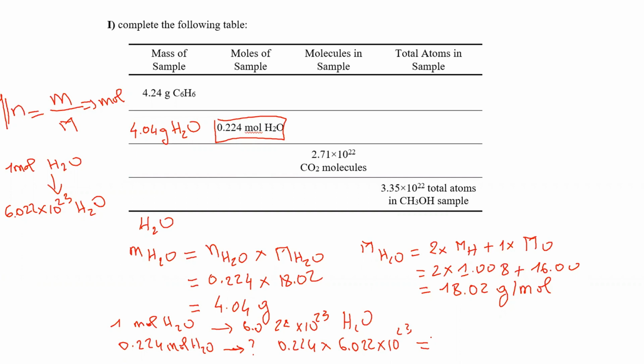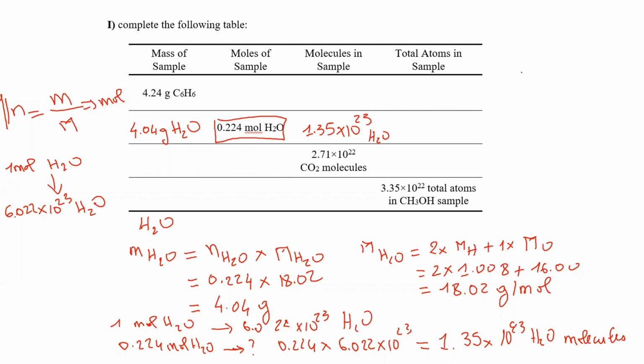And if you calculate it, this is equal to 1.35 10 to the power 23 H2O molecules. So here we can write 1.35, so we have three significant figures, 10 to the power 23. This is the number of water molecules in the sample H2O.